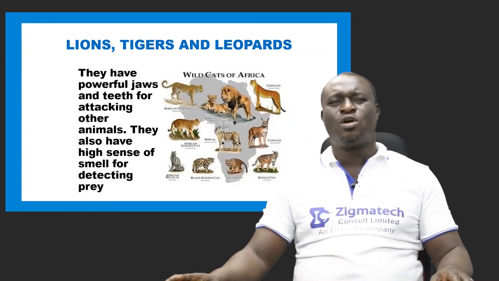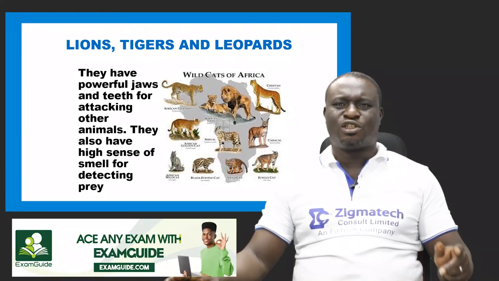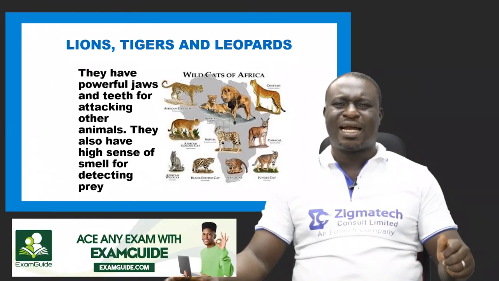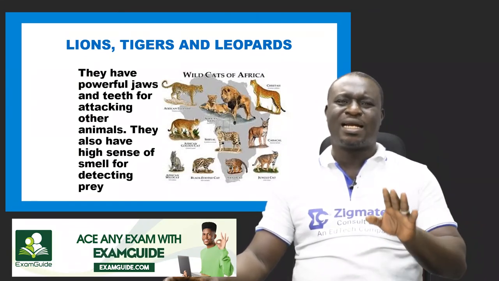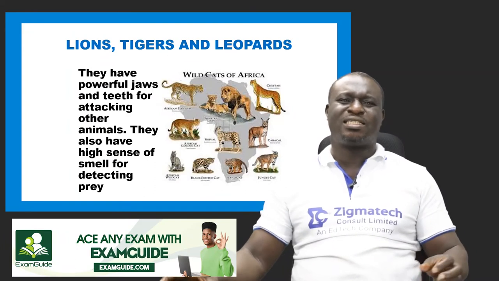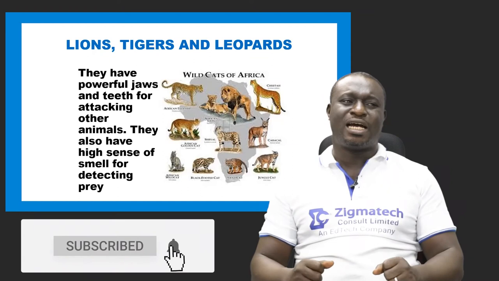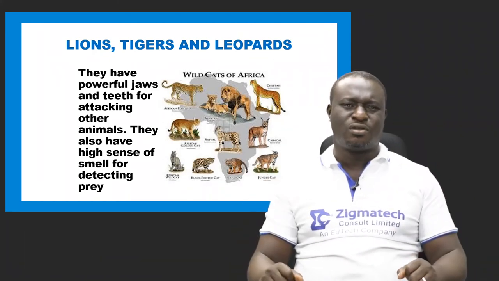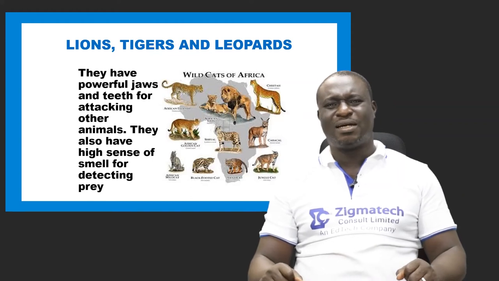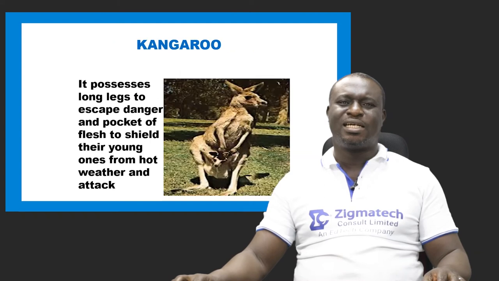Another again is we have wild cats found in grassland. Wild cats like the lions, the cheetah, the leopards, the tiger, and so on. They can be found in grassland habitats. And these wild cats possess powerful jaws and teeth for attacking other animals, and they also have a high sense of smell for detecting their prey.